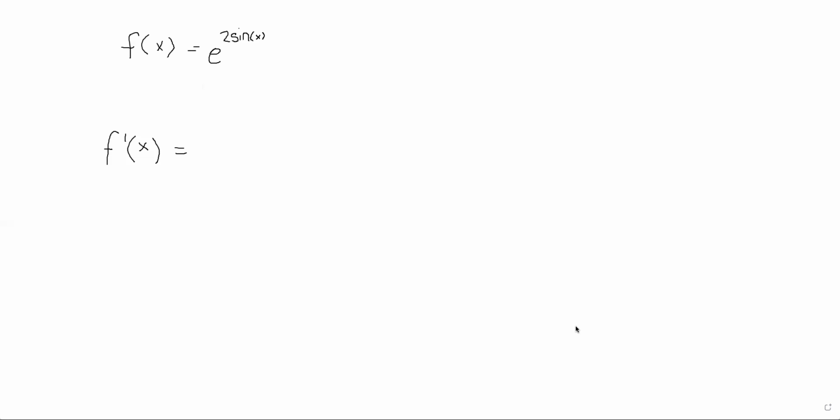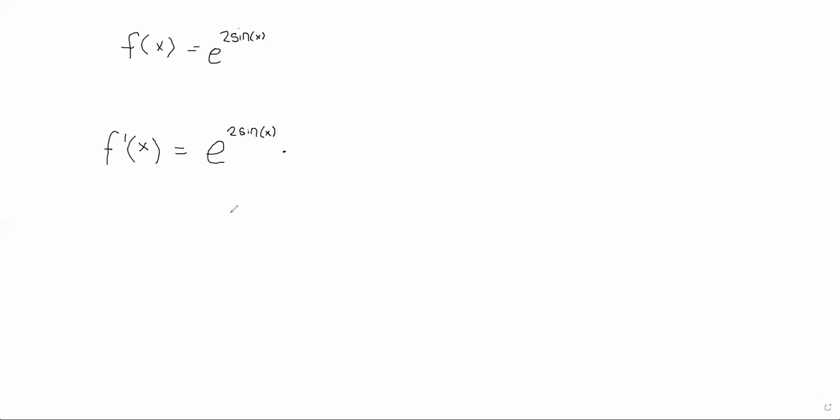Well, we're gonna take the derivative of the outer, then times the inner, and then times the derivative of the inner. Yep, sounds good. So what is the derivative of the outer? It's gonna be e to the power of 2 sine x. Yep. And then we have times 2 sine x. You're close, not times 2 sine x, but times the derivative of the inner function. So the derivative of 2 sine x.